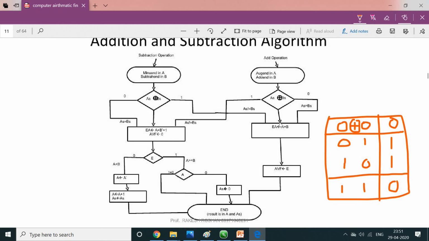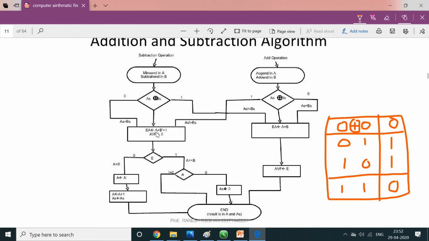So if it is positive numbers or if it is negative numbers, we are going to perform the addition operation. If it is a different case, the output equals 1. If it is 1, the cursor goes to the subtraction operation. After subtraction, the sum is stored into A and the carry is stored into the E bit.